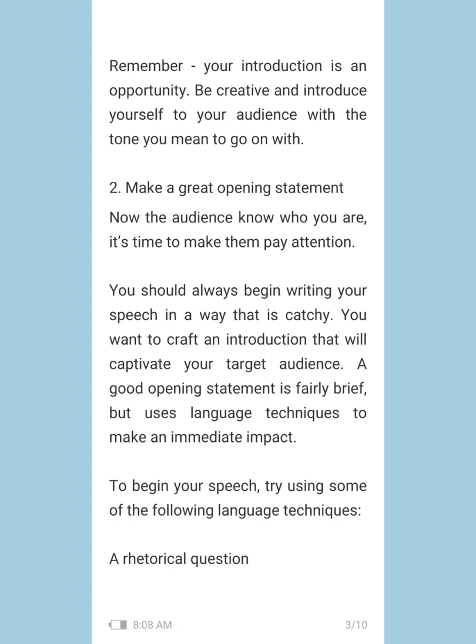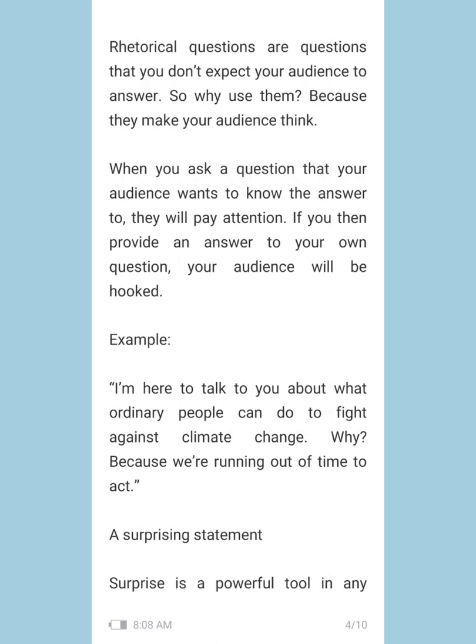Actually, you should start with catchy words so that you can target your audience. Okay, so that can be fairly brief, and you can use language techniques according to your speech. For example, if you start your speech by asking a question, the audience would be more attentive, they will pay attention.